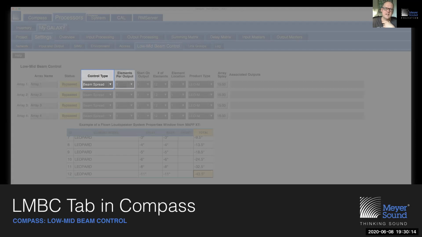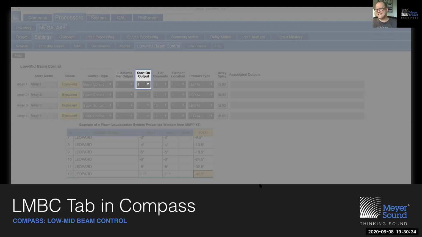In the next option, we have to decide how many elements per output. Our recommendation is 1, in which case you need at least 8 loudspeakers. You can also set it to 2, in which case you need at least 12 loudspeakers over 6 outputs. So that's where you set the number of elements per output.